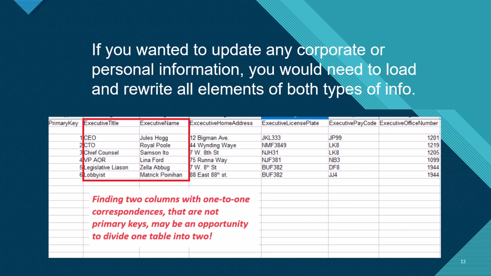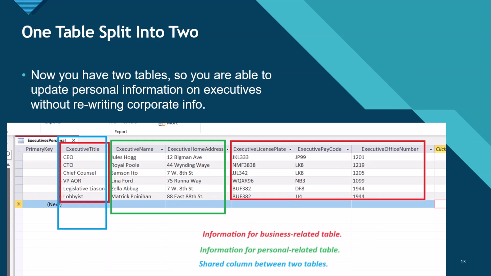And here they are highlighted. Each title is distinct and each person is distinct. How do you split the table into two? Well, outlined in red is all information related to the business position. Outlined in green is the personal information. And outlined in blue is what would be the shared column, the join condition between the two.